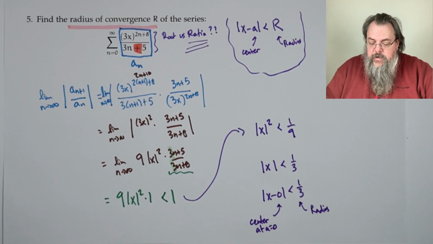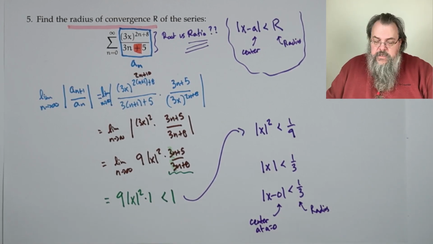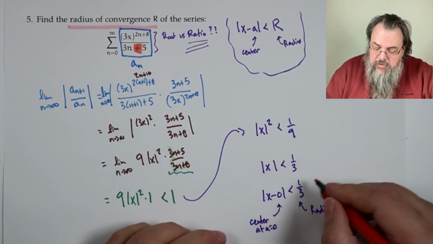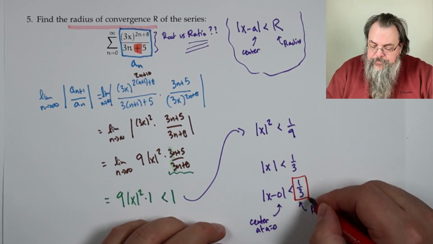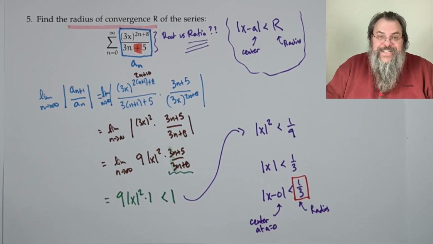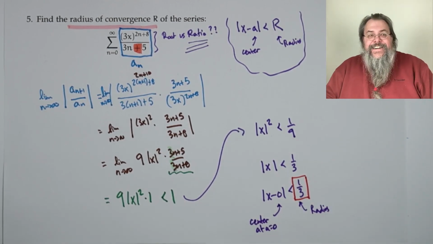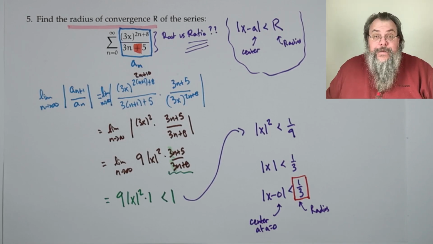And so there we go. Our radius of convergence for this series is 1/3. Woohoo! Nice! All right, well, let's keep moving forward.